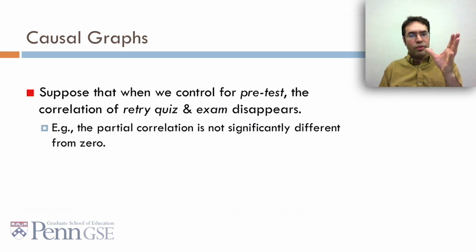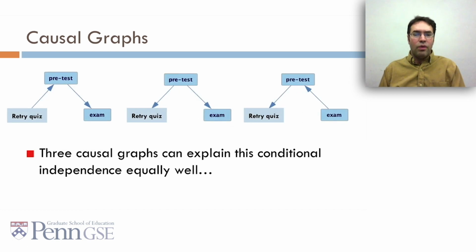So suppose that when we control for pretest, the correlation of retry quiz and exam disappears. In other words, the partial correlation of these two, retry quiz and exam, covariating out for pretest, is not significantly different than 0. Well, 3 causal graphs can explain this conditional independence equally well still.